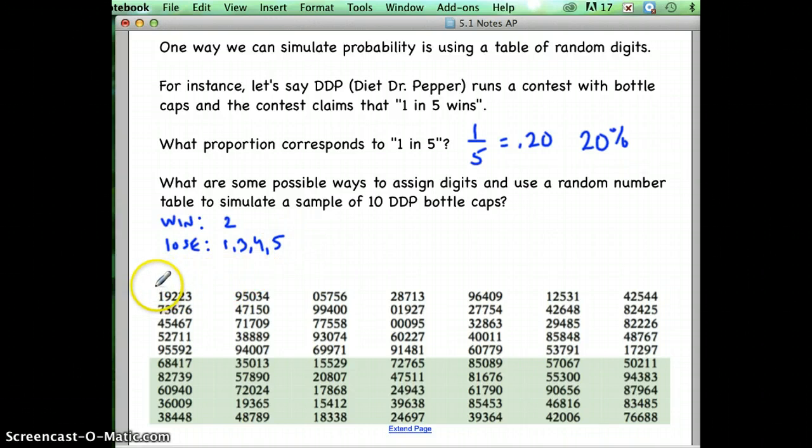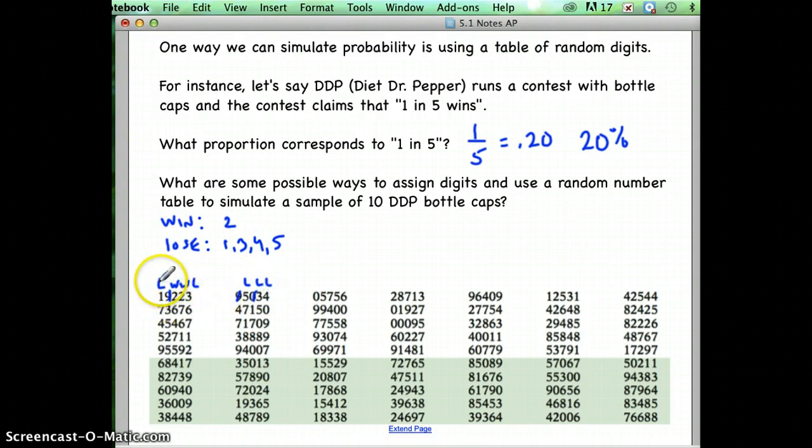So, if we use this random number table, a 1 is a lose. A 9 doesn't count because we weren't using it. A 2 is a win. A 2 is a win. A 3 is a lose. A 9 doesn't count again. A 5 is a lose. A 0 didn't count. A 3 is a lose. A 4 is a lose.